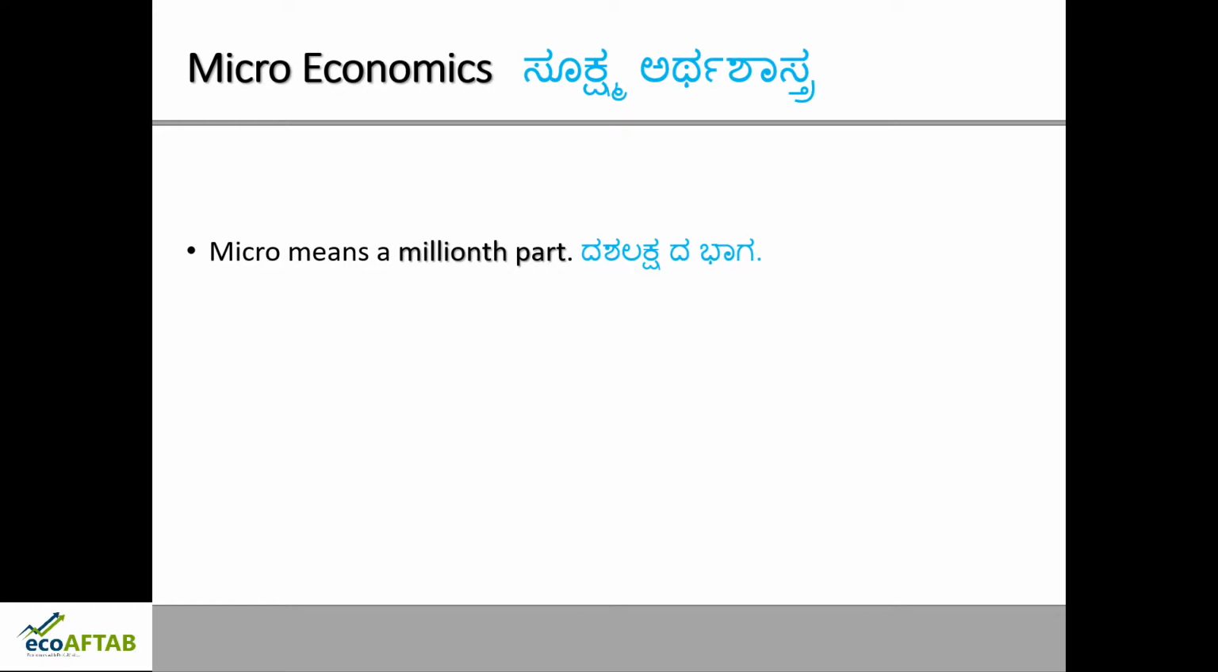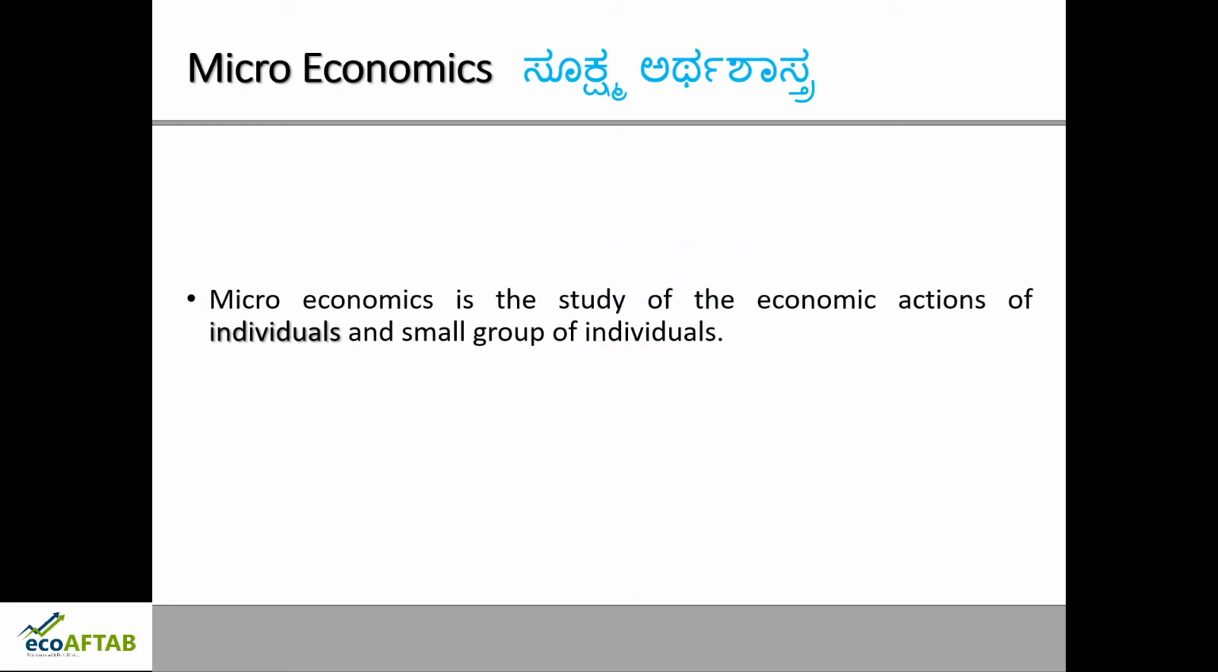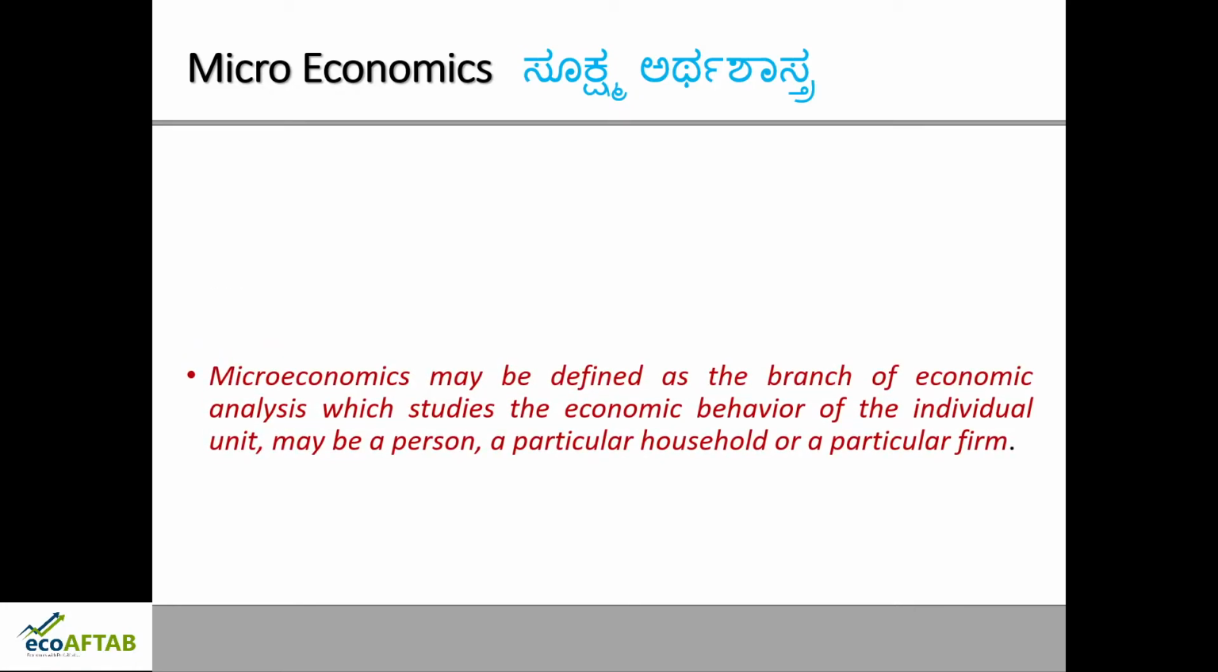So micro means a millionth part, and microeconomics is the study of the economic actions of individuals and small groups of individuals. So how to define microeconomics? Microeconomics may be defined as the branch of economic analysis which studies the economic behavior of the individual unit.